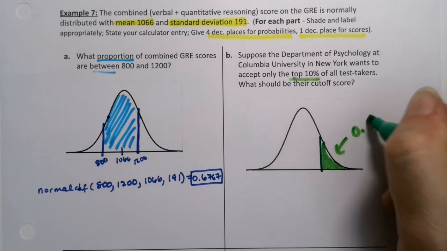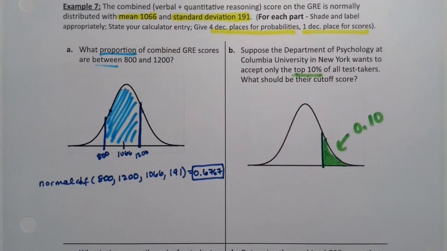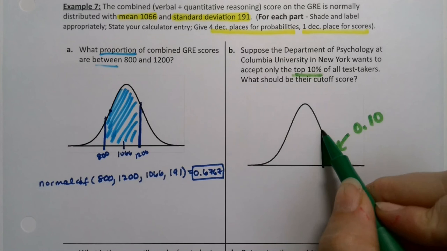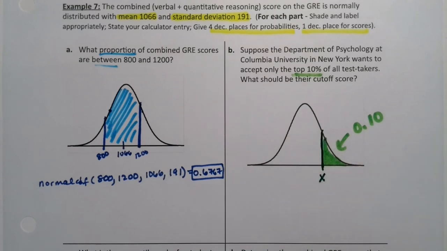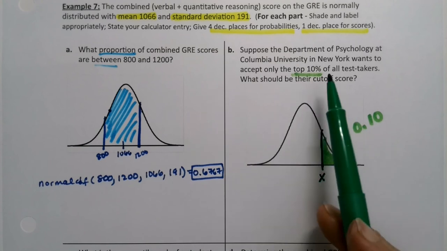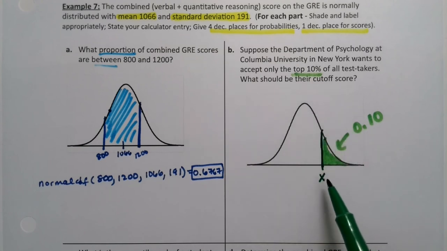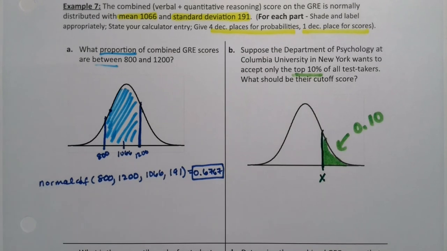So that area would be 0.10, the top 10%. What we're looking for is what's that score? Say you're a student finishing off your bachelor's degree and you want to get into Columbia for psychology. What you're trying to figure out is, hey, what do I need to score for them to even look at my transcript? How high do I need to go? Okay, well, let's look.